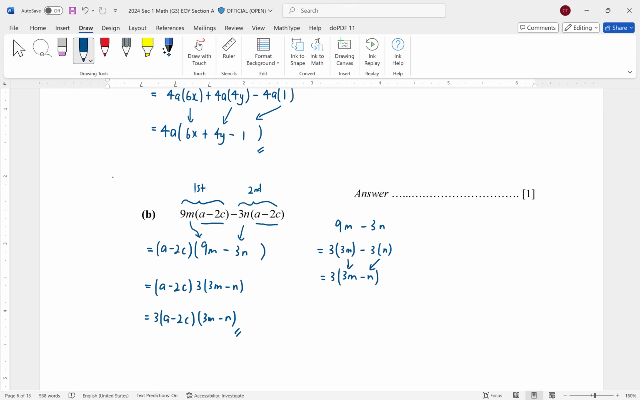So this is the answer. This is how we do factorization over here. Do try more questions on your own and you will become more familiar with it after a while.